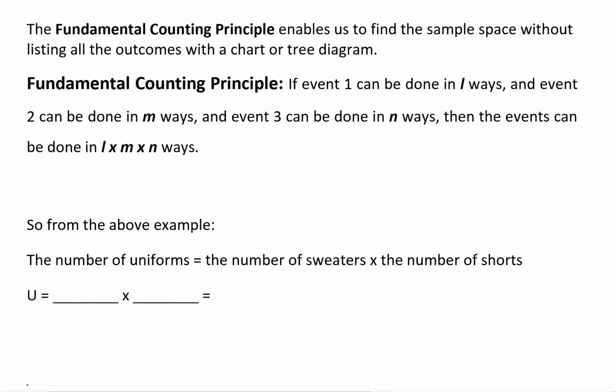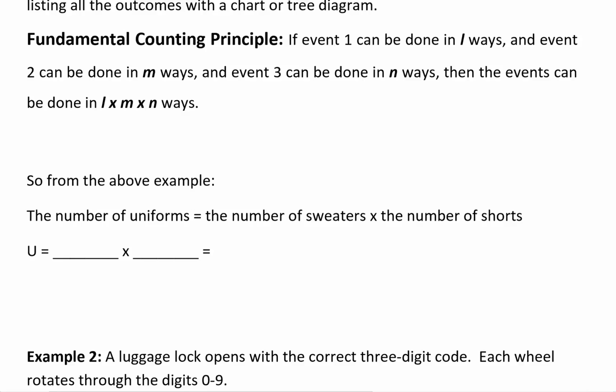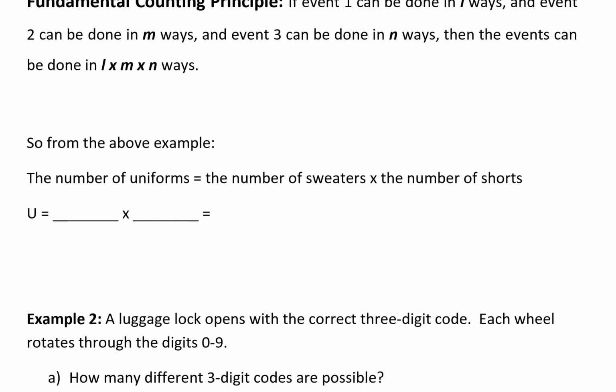So if you have one event that can be done in L ways, and event 2 can be done in M ways, event 3 can be done in N ways, then the events can be done in L times M times N ways. So from our other example, the number of uniforms was our sweaters times the number of shorts. So we had 3 different sweaters, 3 different shorts, we would get 9.